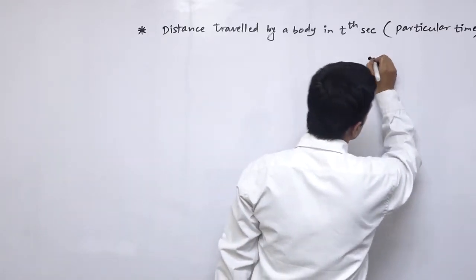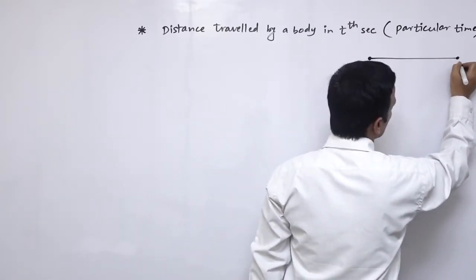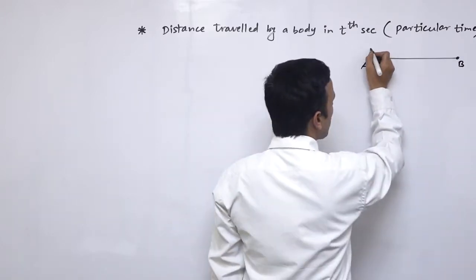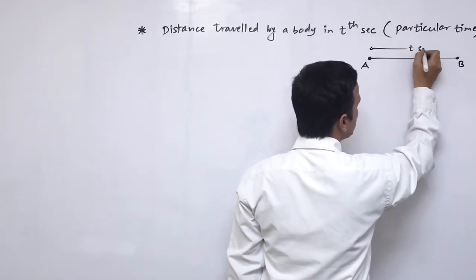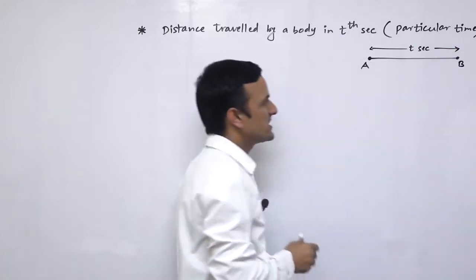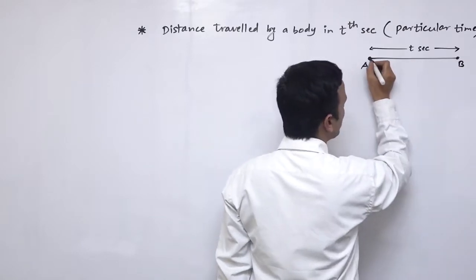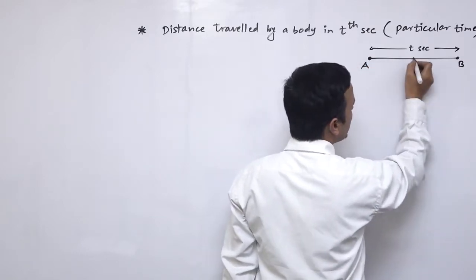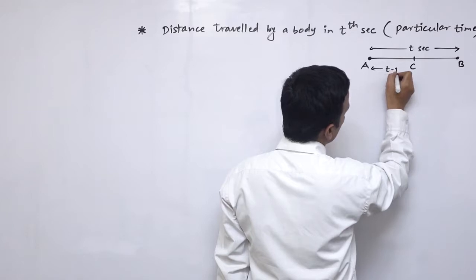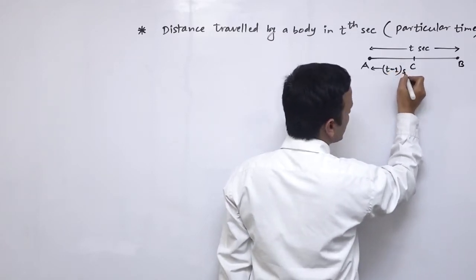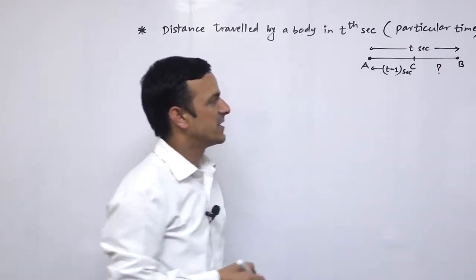Now we can show it by this one. We have the points A to B. If the time taken by the body from A to B is t second, then t second is the time taken by the body from A to B. And if the time taken by the body is from A to C, like that, then this becomes t minus 1 second. Then this is the particular time, and we are going to find it for 1 second.